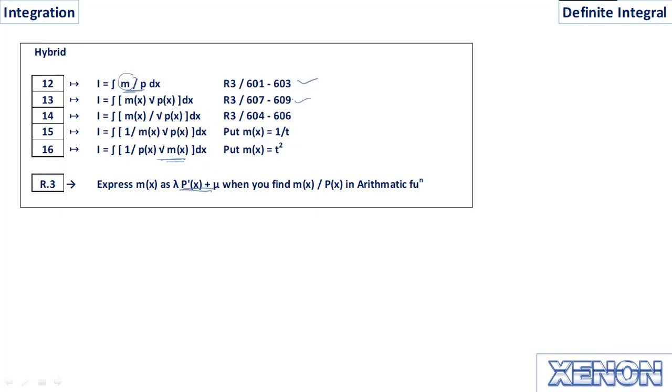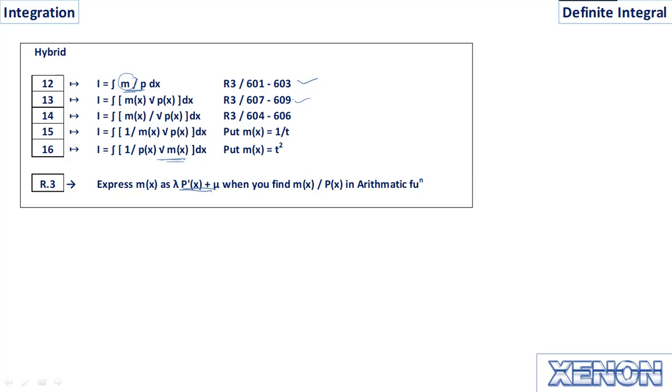So when we are getting the integrand of the form mx upon square root of px, actually we will apply rule 3 and the integration form of dx upon square root of sx, and we will apply the rule of 604 to 607, right?